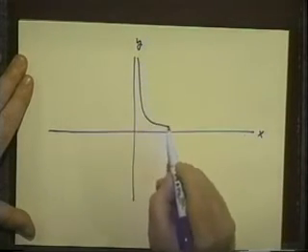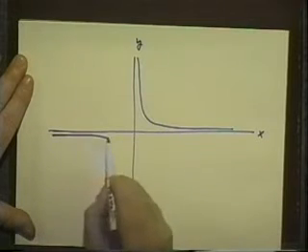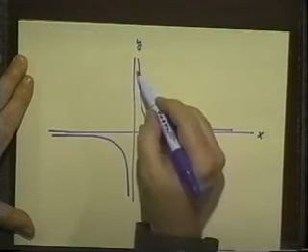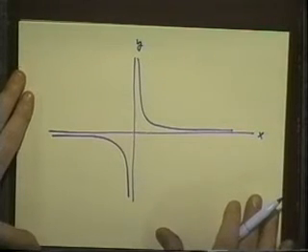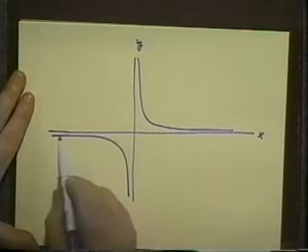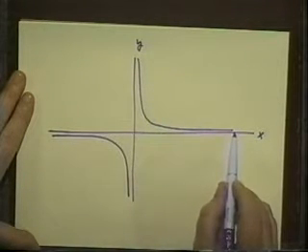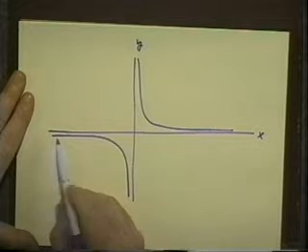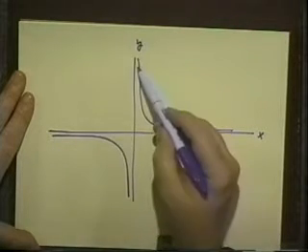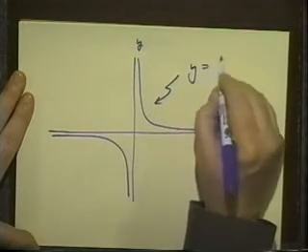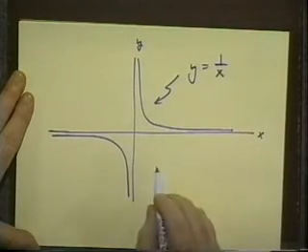The graph looks more or less like this. It never touches the x or the y-axis. There are no x or y-intercepts, neither here nor here, here nor here. These lines simply approach the x-axis from both directions, infinitely close but never touch. The same thing with the y-axis here. This is the curve y equals 1 over x.